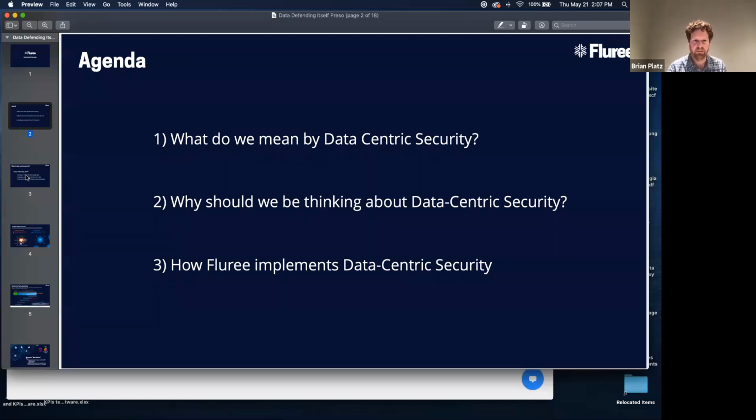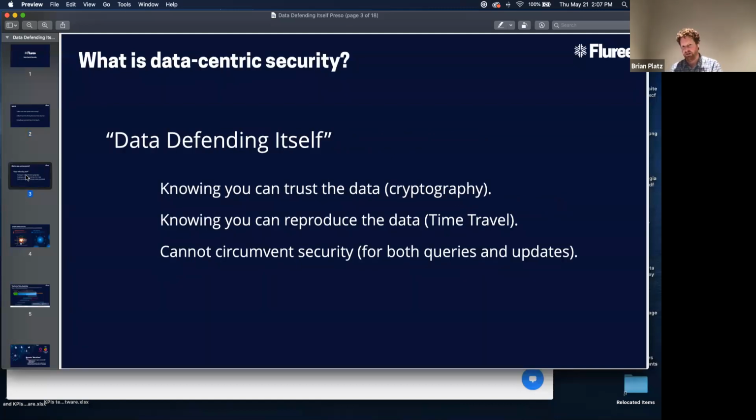So let's start out by answering the first question. What do we mean when we say data-centric security? And we use this term a lot. It's really synonymous with what we mean. It's this idea that data should be able to defend itself. And it's all about, we think, a broader trend of security in general moving into the infrastructure layer.